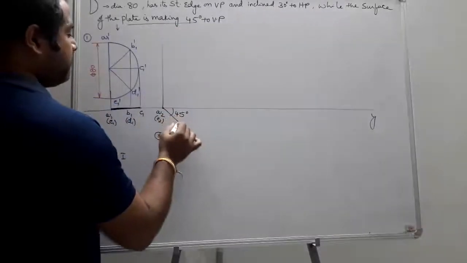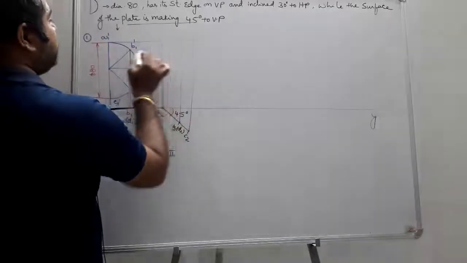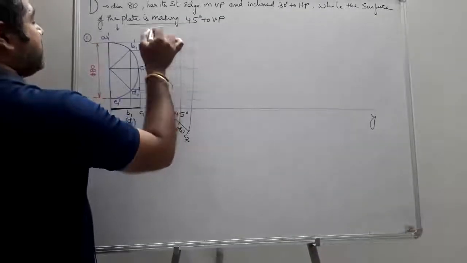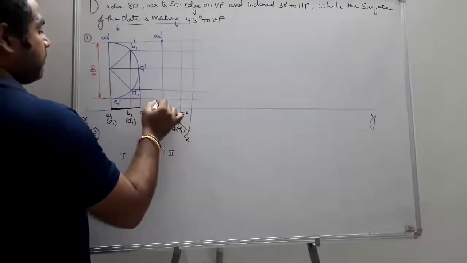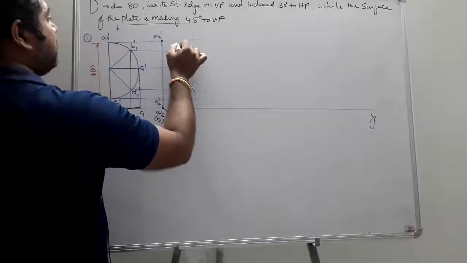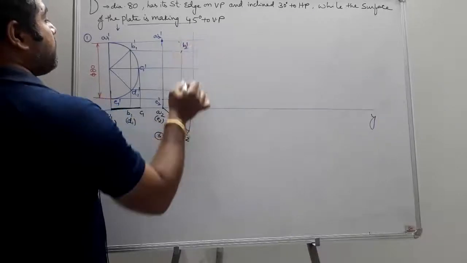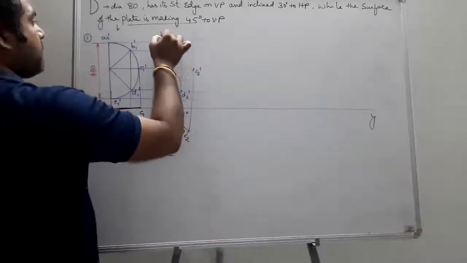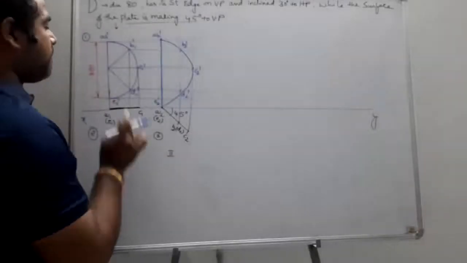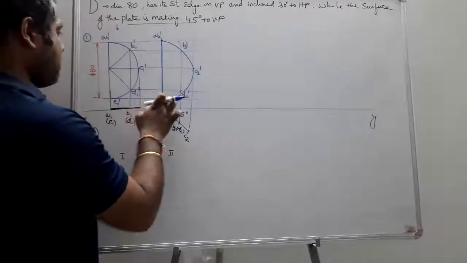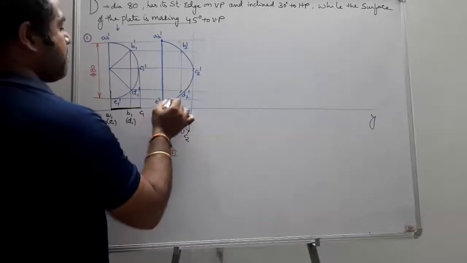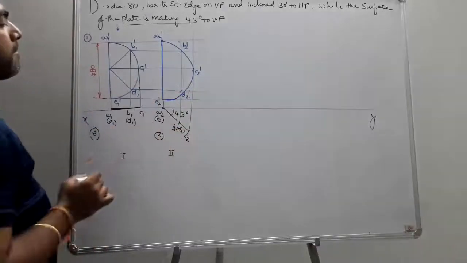Now draw the vertical projectors from here and draw the horizontals from here. Mark the intersection points. This becomes A2 dash, B2 dash, C2 dash, and D2 dash. Now join all the points. So this was step 4.